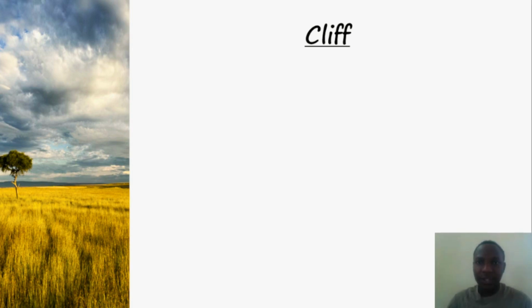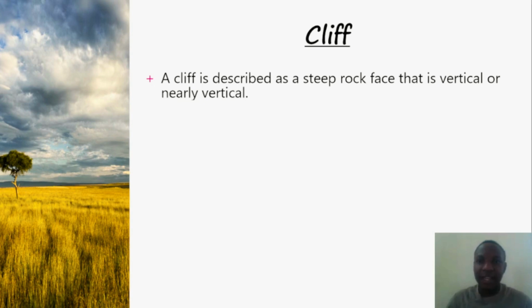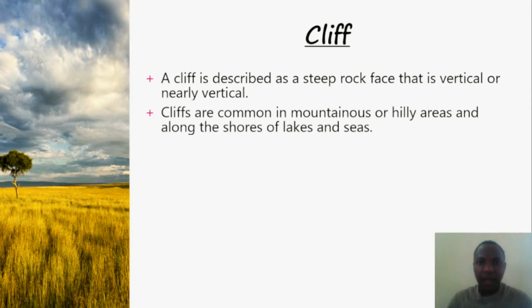This is our last feature that we will discuss on topographic maps. A cliff is described as a steep rock face that is vertical or nearly vertical. So that kind of feature that you can see on a steep rock, whereby it is vertical or nearly vertical, is what we call a cliff. Now, cliffs are common in mountainous or hilly areas and along the shores of lakes and seas. So you can mostly see them in mountainous or hilly areas, and along the shores of lakes and seas.